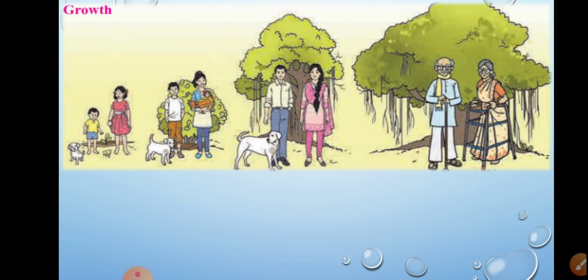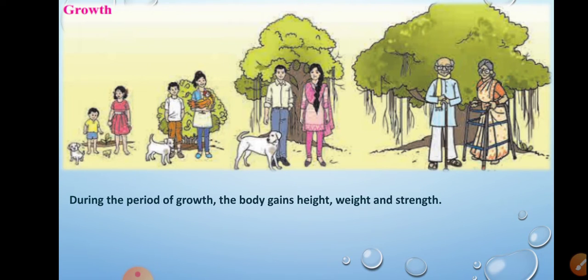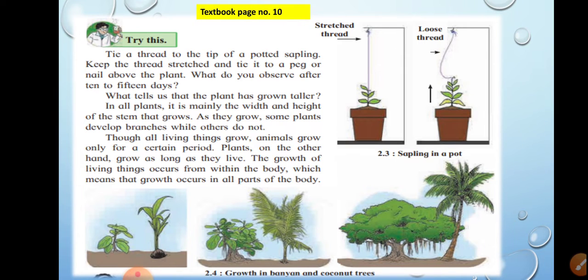All animals grow into adults in a certain period. Generally, humans require 18 to 21 years for this growth. So now, for this activity, you have to refer to textbook page number 10. In this activity, you have to tie a thread to the tip of a potted sapling. Keep the thread stretched and tie it to a peg or nail above the plant.